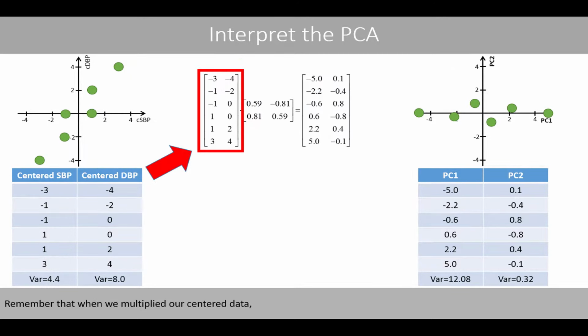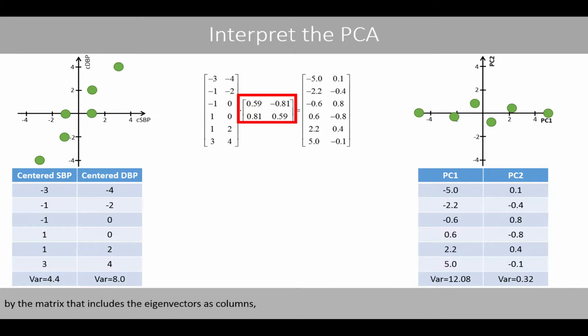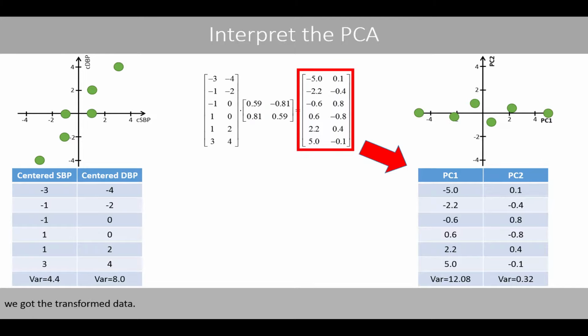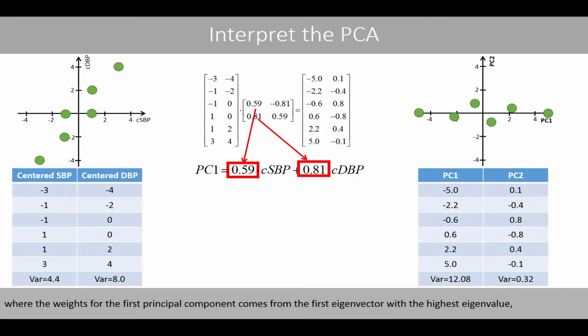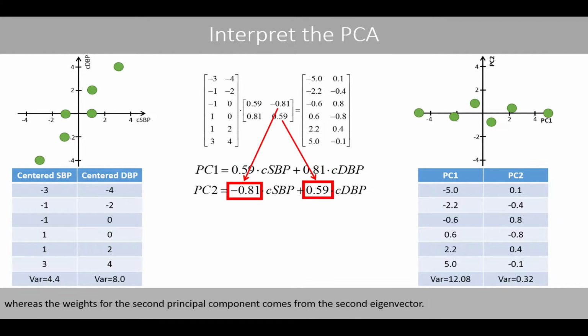Remember that when we multiplied our centered data by the matrix that includes the eigenvectors as columns, we got the transformed data. This is the same as using the following equation to calculate the principal components that we saw in the previous video, where the weights for the first principal component come from the first eigenvector with the highest eigenvalue, whereas the weights for the second principal component come from the second eigenvector.